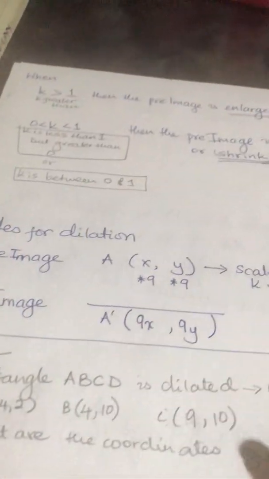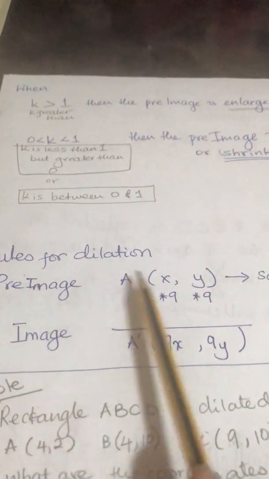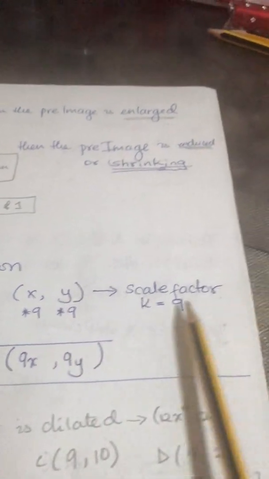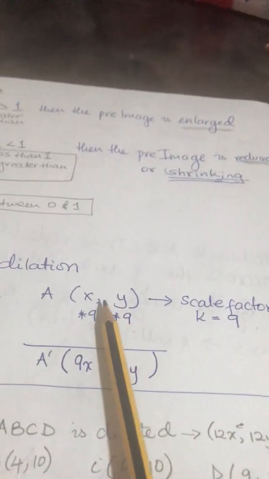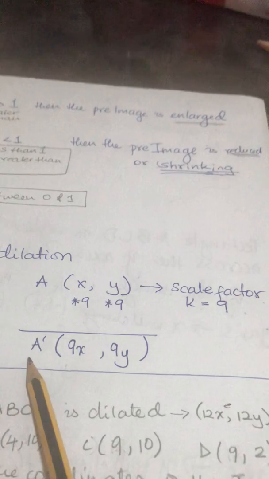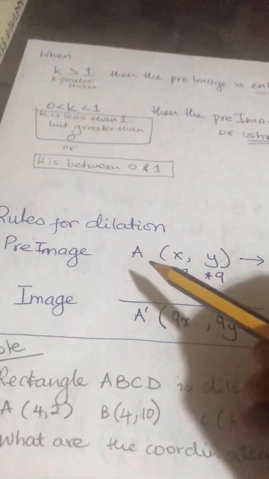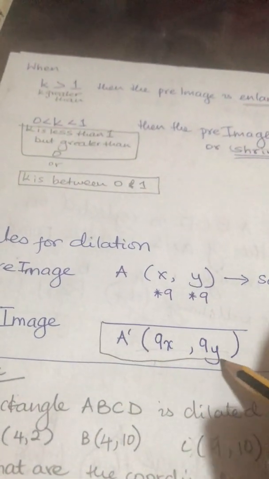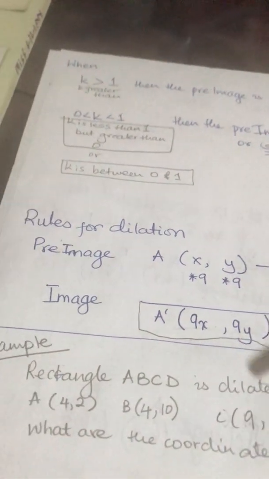So the rules for dilation, you have your pre-image over here, and the scale factor K is 9, so you will multiply x and y, and this will be your answer. And this is what we are calling the image. Okay? So now let's do this example.